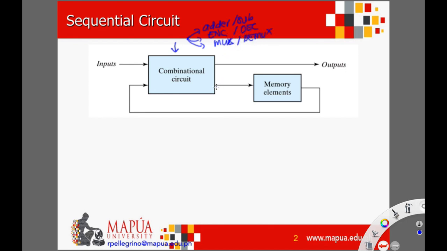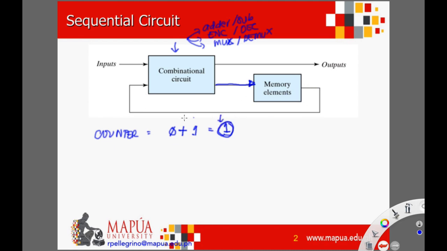Okay, but this time with an added element, which is the memory element. So, for example, a counter is an example of a sequential circuit. So what happens when you have the counter? You start with 0, and you have an adder, 0 plus 1, and that becomes 1. So this previous answer, this particular output, is another input.